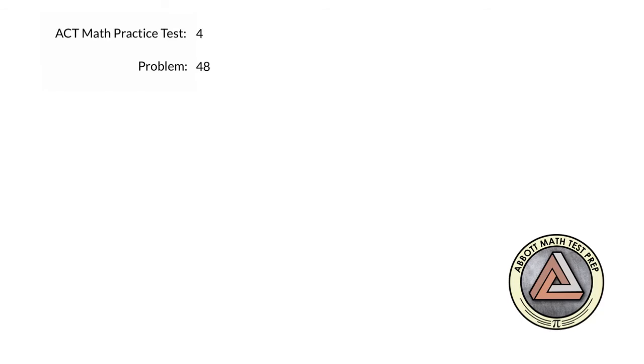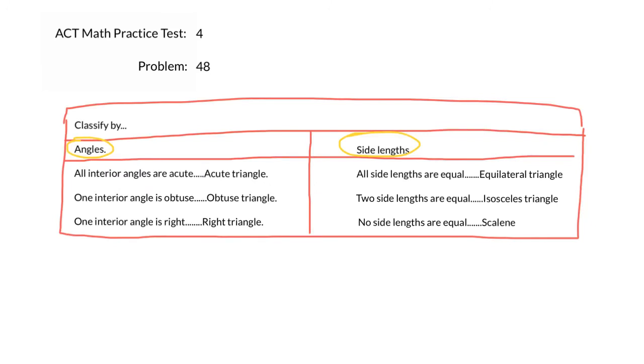Problem number 48 requires you to remember how to classify triangles. There's at least two different ways of classifying triangles. One is by the side lengths, and another is by the angle measures. We're going to make a little table that represents all that information now. This rudimentary table highlights exactly how to classify triangles by either angles or side lengths.